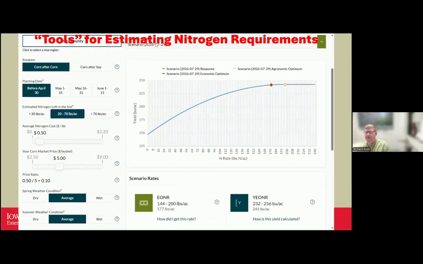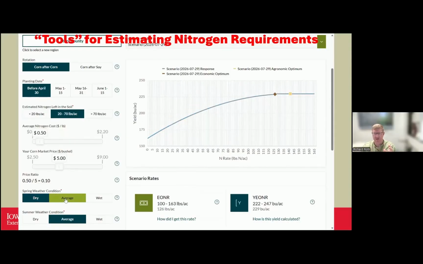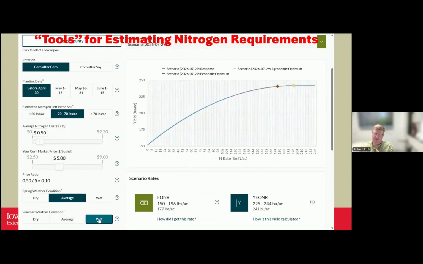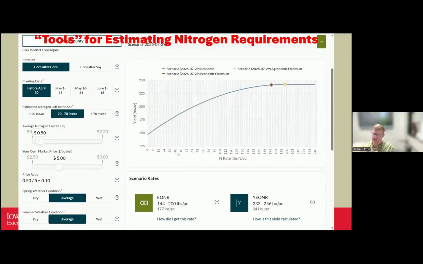So it's a very useful tool, but remember that you start with looking at the on-farm trials to get a base, and then use the estimate tool to see how different factors are at play. So planting date, crop rotation, nitrate levels, and weather could shift your nitrogen needs either up or down, depending on the change.